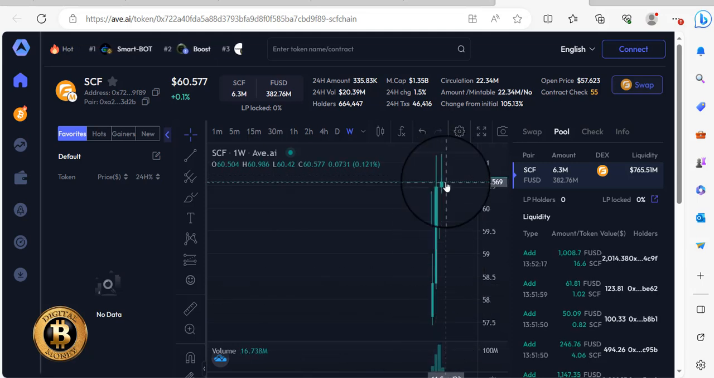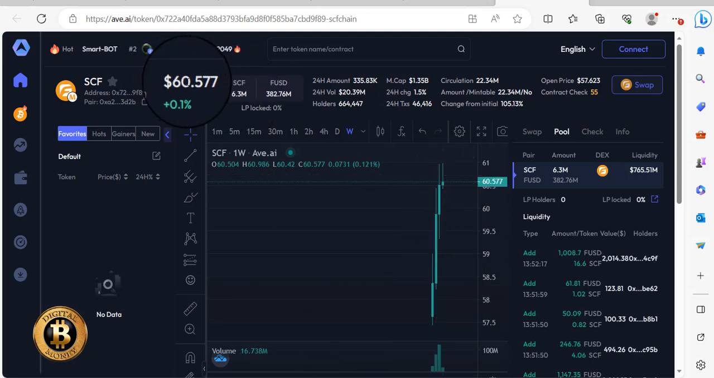Why is the number just going up? Why is the value of the coin going to increase? Well, because of the staking, right? Because people are locking up their FUSD, they're locking up their SCF, right? They're locking up their crypto to earn on a daily basis. And when that crypto is locked up, it's not being moved, it's not being traded. That raises the value of the coin.